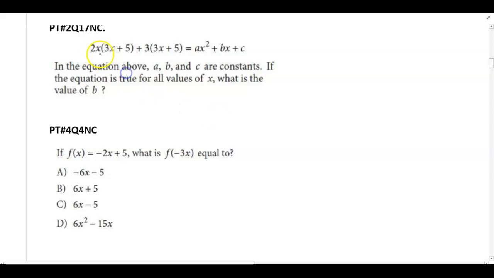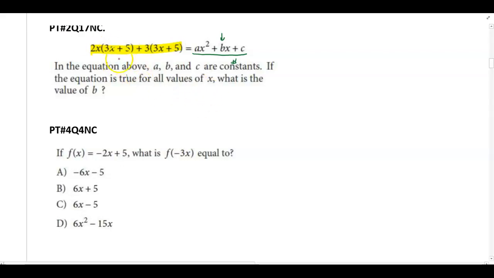They give you 2x times the quantity 3x plus 5, plus 3 times the quantity 3x plus 5, which should end up, after simplifying, looking something like ax squared plus bx plus c. This is actually a really easy problem that students will struggle with. In the equation above, a, b, and c are constants, meaning they're numbers. If the equation is true for all values of x, what is the value of b? So what would this be after I simplify the expression?